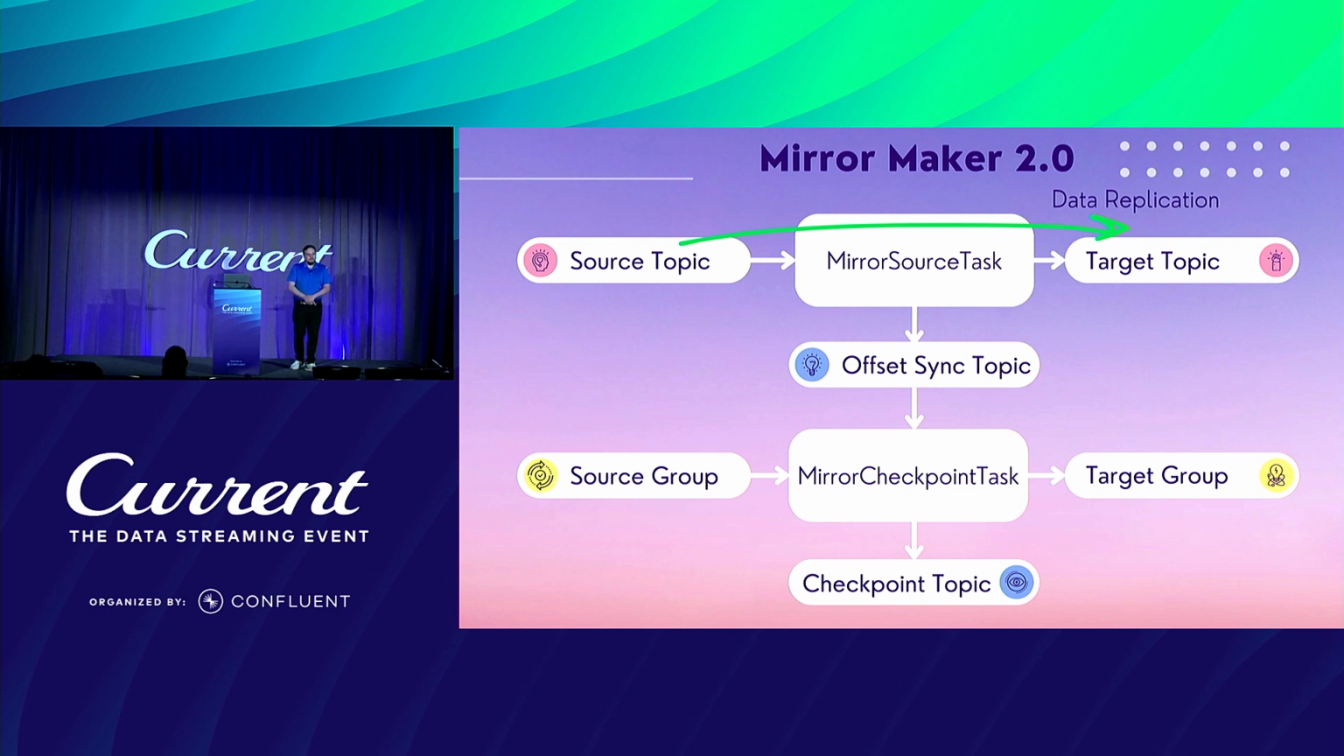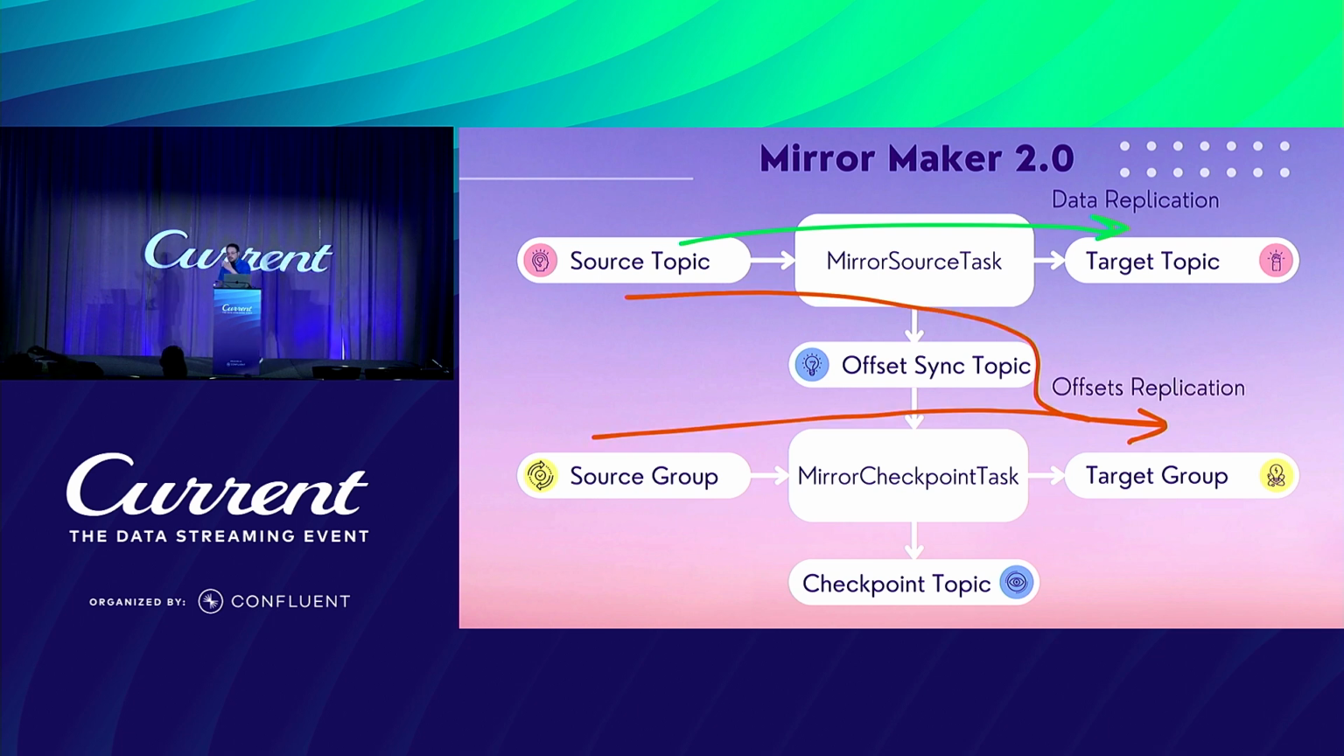As a byproduct of replicating this data, the mirror source task will emit offset syncs to an offset sync topic, recording where certain destination offsets in the destination topic came from in the source topic. That data is picked up by the mirror checkpoint task, which is working on offsets replication, or consumer group syncing. The idea here is that even if you replicate your data, you still want to replicate your consumer groups to remember where in that data you've already read.